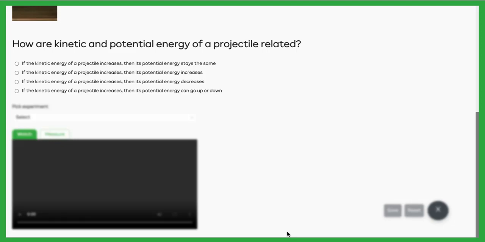Welcome to the Smart Science measurement video about projectile motion energy. In this lab, we're looking at two types of energy in a projectile: the kinetic energy of motion and the potential energy, which is the energy due to gravity and how high the object is.